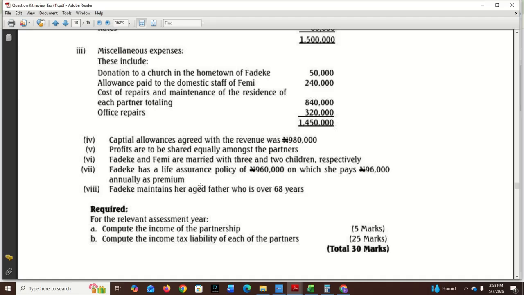For the relevant year of assessment, first we have to compute the income of the partnership, then compute the income tax liability of each of the partners. All right, so let's go and solve.